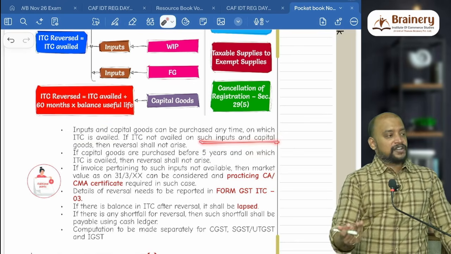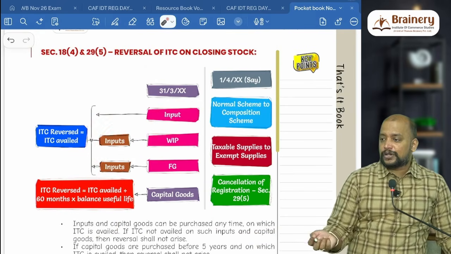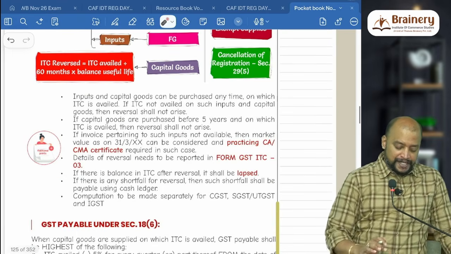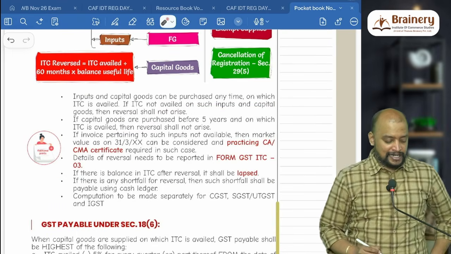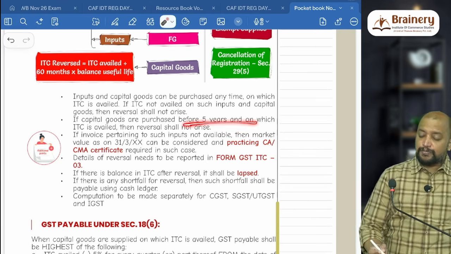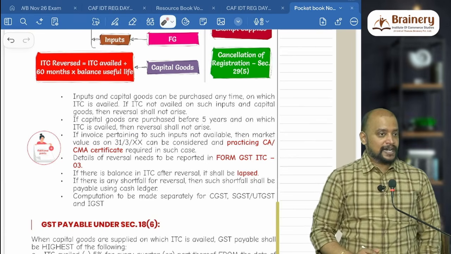If ITC is not availed, say for example some inputs on which we have not availed ITC but which are there in closing stock, should we reverse? No need to reverse. If ITC is not availed on such inputs and capital goods, then reversal shall not arise. If capital goods were purchased before 5 years and ITC was availed, then also reversal shall not arise.